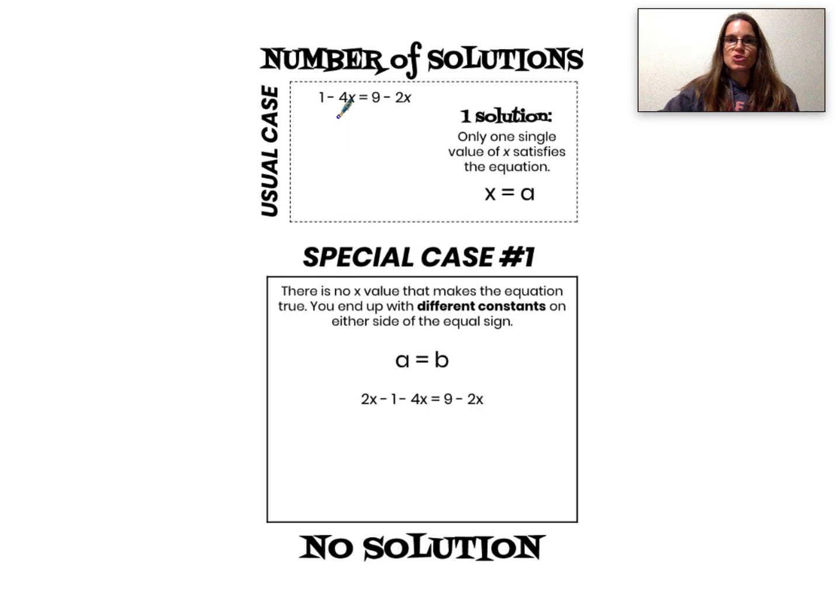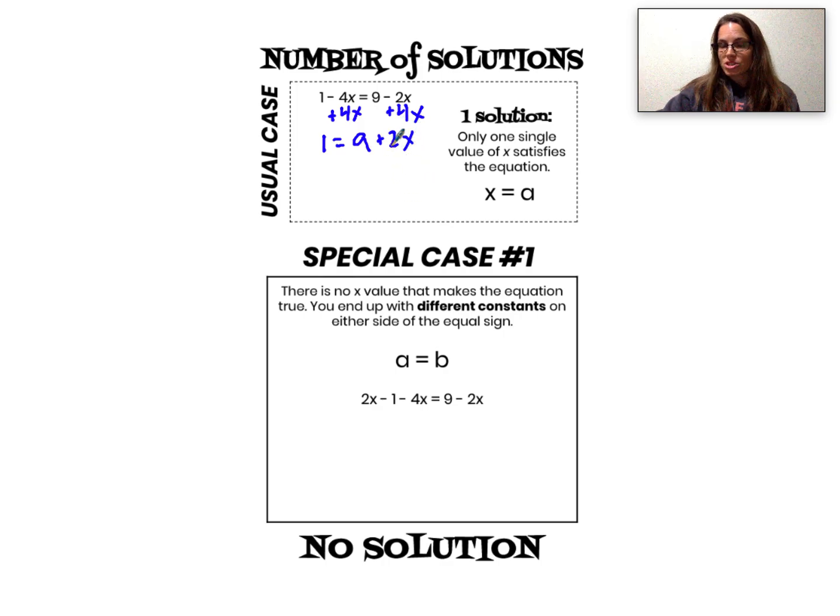My first step is to move the variable term. I can either add 2x or add 4x to both sides. I'm just going to add 4x because that gives me a positive coefficient. 1 minus 4x plus 4x is just 1. And then 9 minus 2x plus 4x is 9 plus 2x.